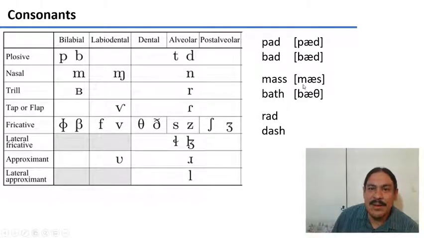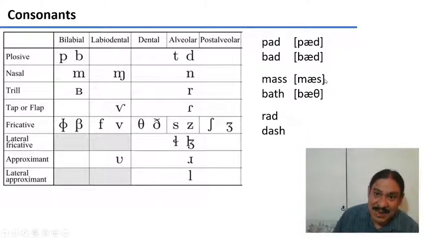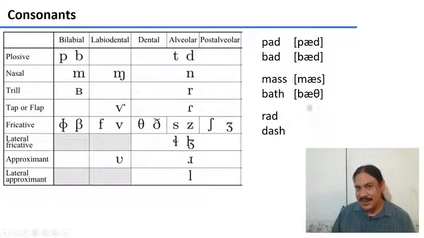There's the M, ma, and then the S, mass. For bath, there's the B, bilabial B, the vowel, and then this theta here, bath. So these are IPA transcriptions of these English words. Give it a try with these ones. What is the IPA transcription for these words? And again, each transcription should have three letters, three IPA characters. Give it a try.